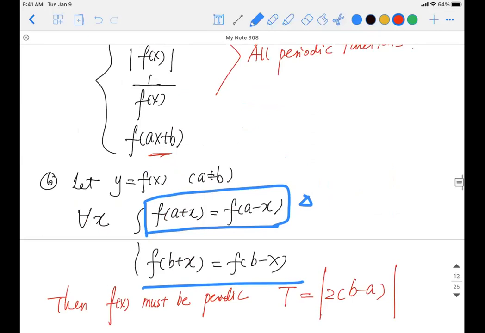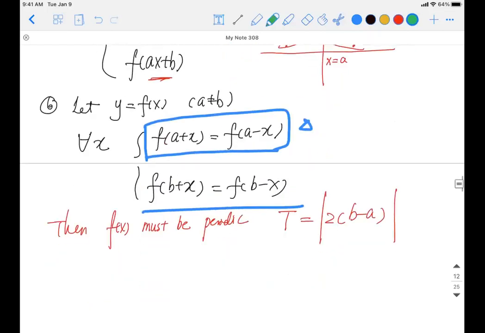What does this just mean? Let me try to give it here from a graph's perspective. Let's say I have x equals a, right? Any numbers on the left and on the right, the two sides of x equals a, as long as they have the same distance to x equals a, one is plus x, one is minus x, something like this, or like this, they're always symmetric. So that means that x equals a is actually a symmetric axis.